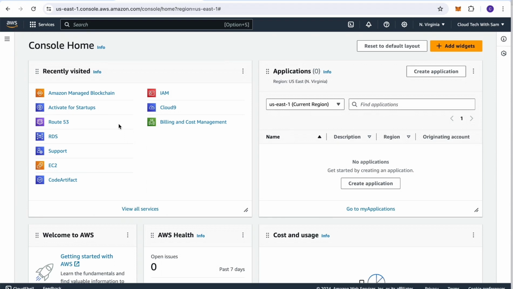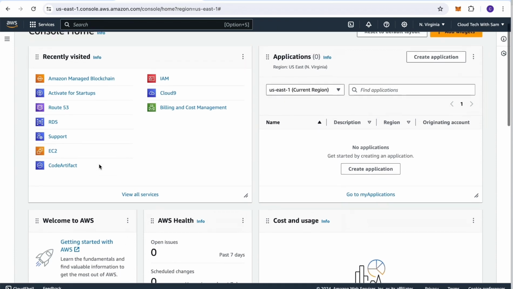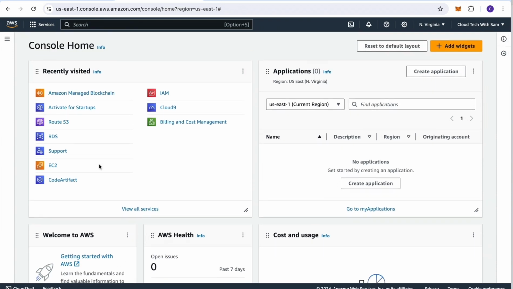Okay, so on the dashboard, it's telling me this is a newly created account, but because I have been using AWS and my browser still keeps the cache, it's telling me that I have recently visited or used these services, which is quite true. On yours, it might be blank because you may not have used any of these services.